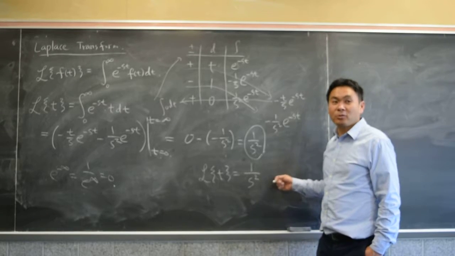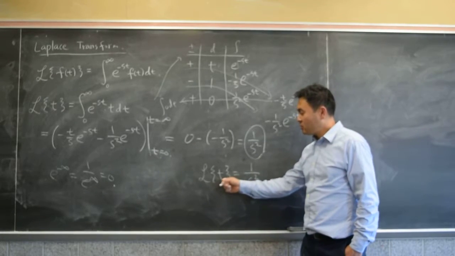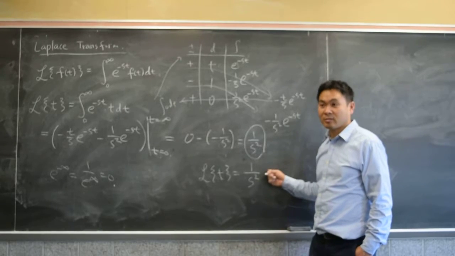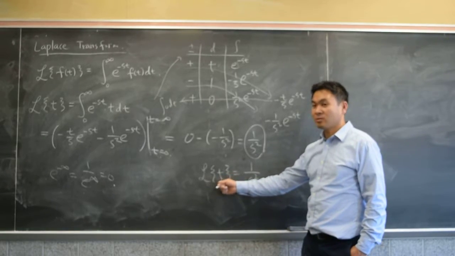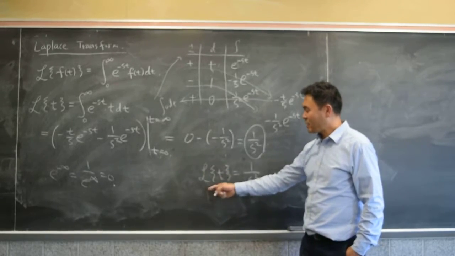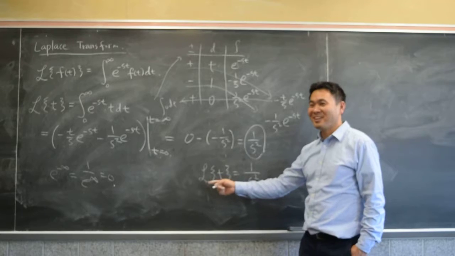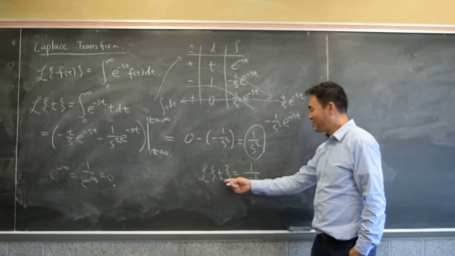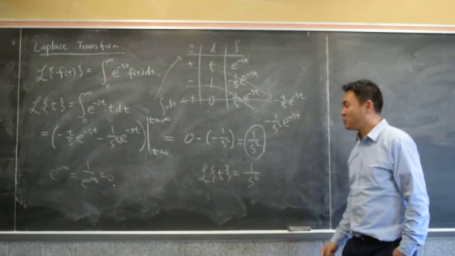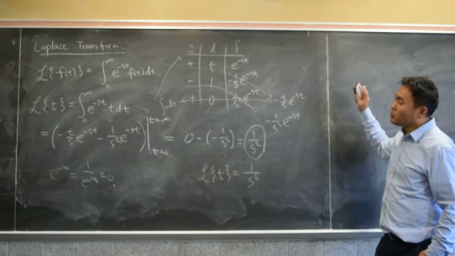All right, now let's try to understand a little bit more about this Laplace transform. So what is it doing? You take a function of t and it gives you back a function of s. You feed it a function of t, it gives you back a function of s. That's basically what it does. Why would we want to do this?